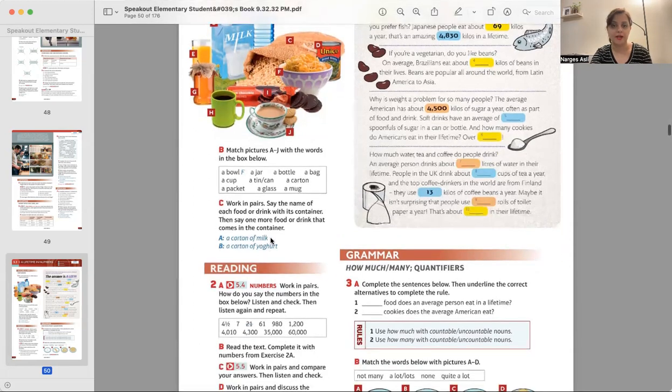Okay. Working in pairs, say the name of each food or drink with its container.